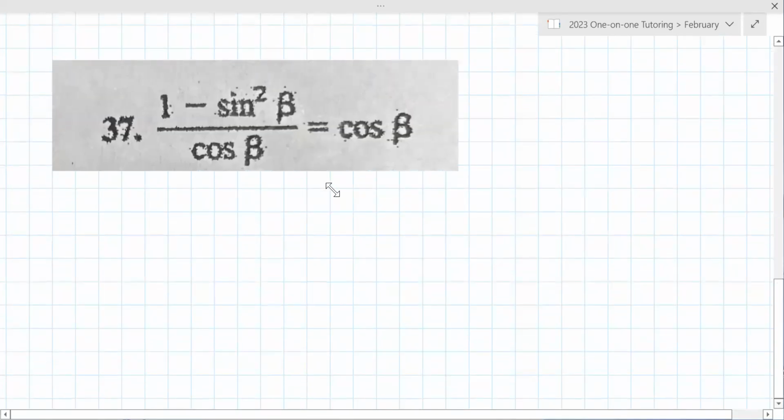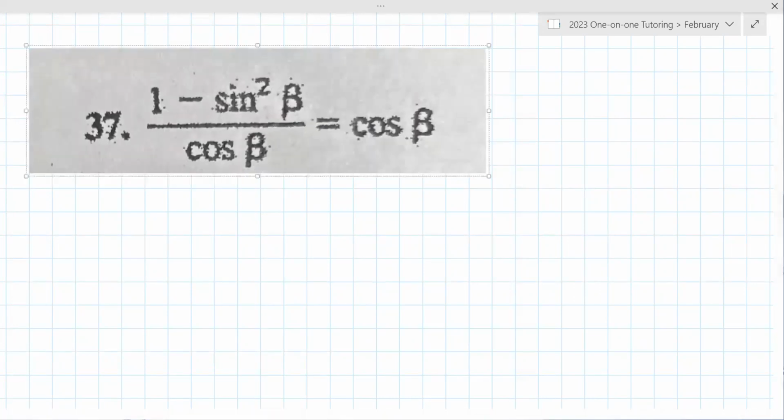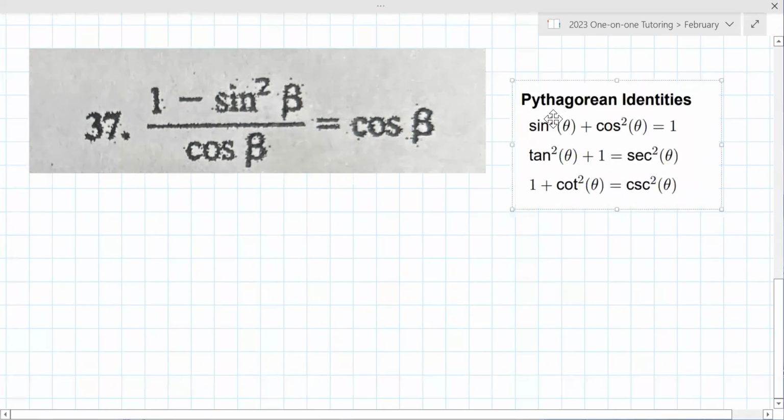So 37 here. Whenever you see a squared, you really do want to think Pythagorean identities. So that 1 minus sine squared should really call out to you. You should say, oh, I recognize that from my reference sheet. Whenever you see sine squared, you should think of the first one, that top one there.